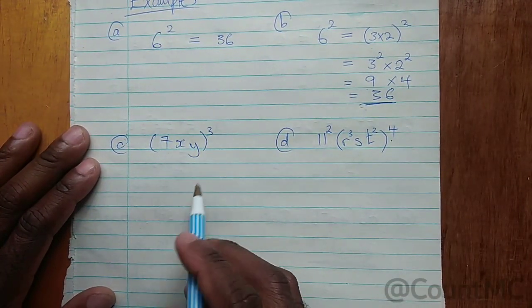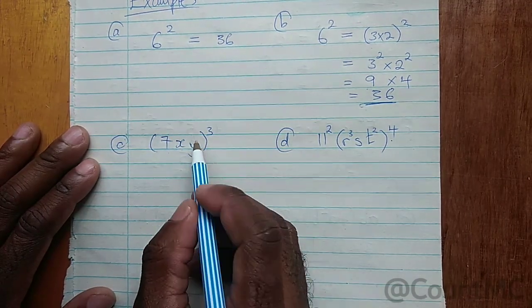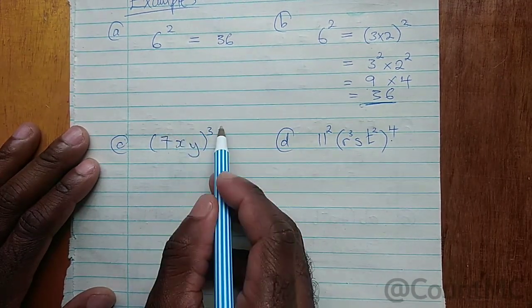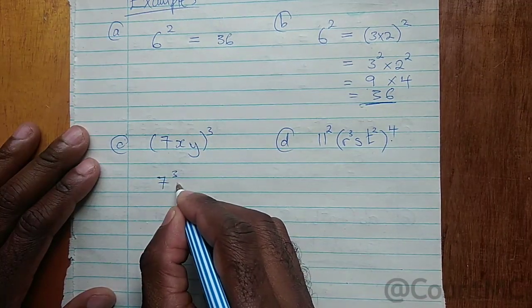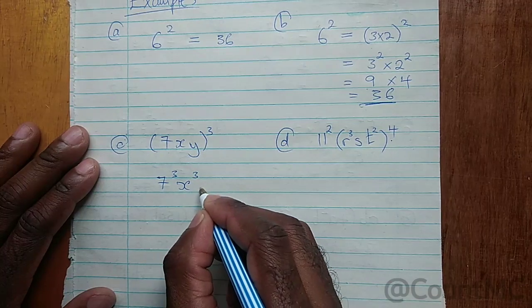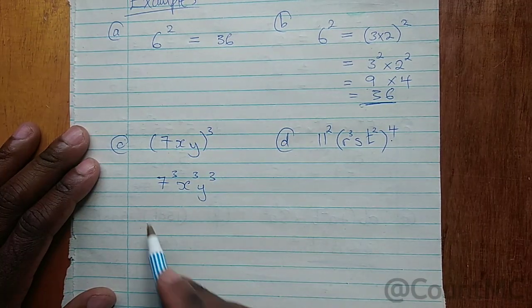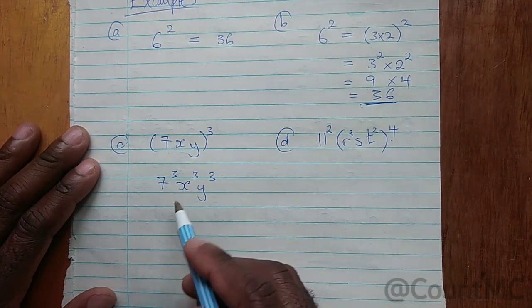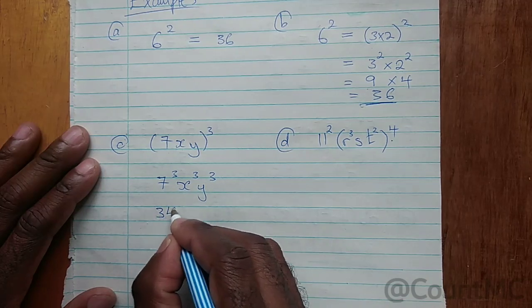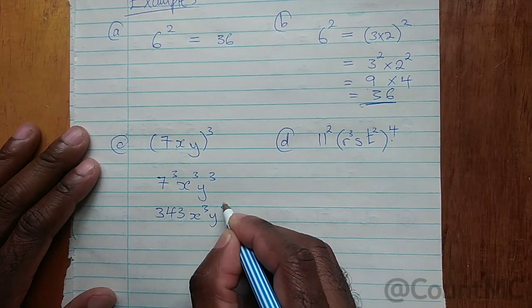Let's finish up. The 3 will multiply everything. So this 7 to the power 1, x to the power 1, y to the power 1. So 1 times 3, 1 times 3, 1 times 3. So this will be 7 to the power 3 times x power 3 times y to the power 3. You can simplify this further. 7 to the power 3 is 343. X cubed, y cubed.